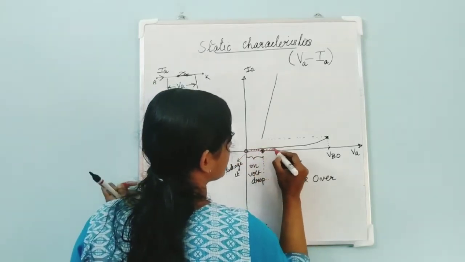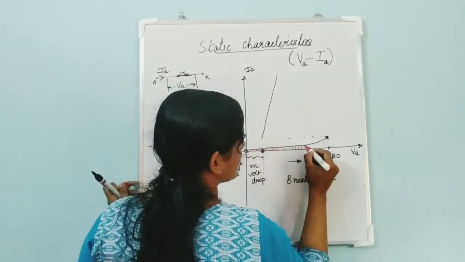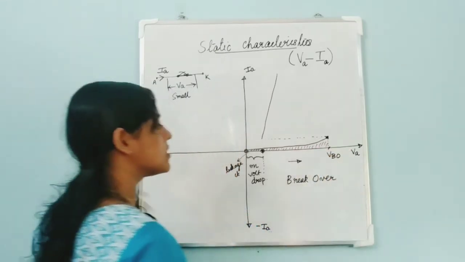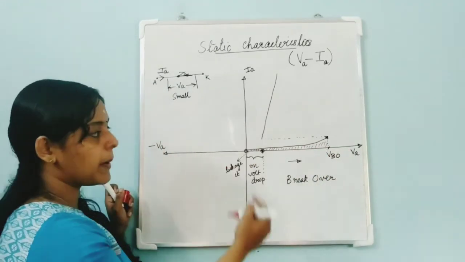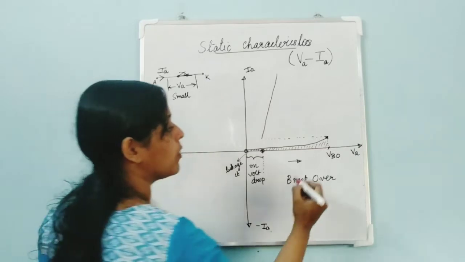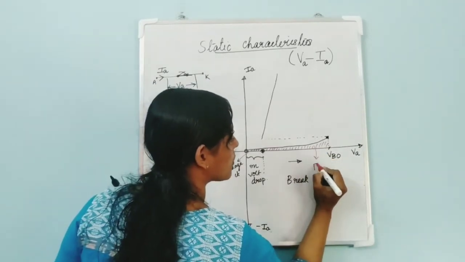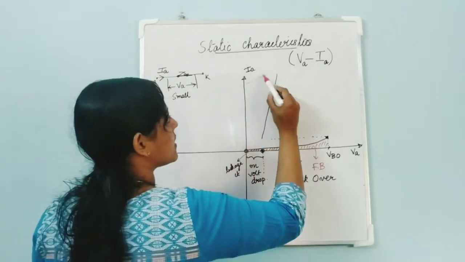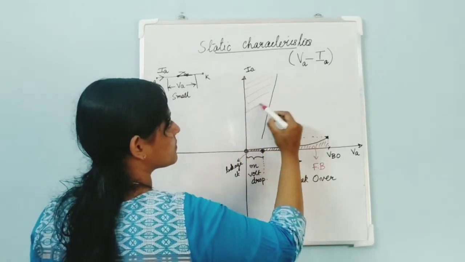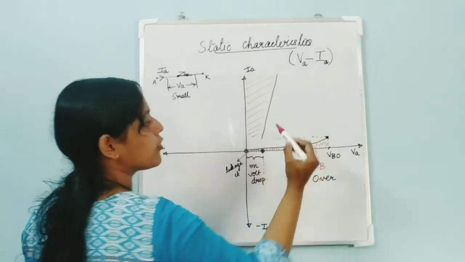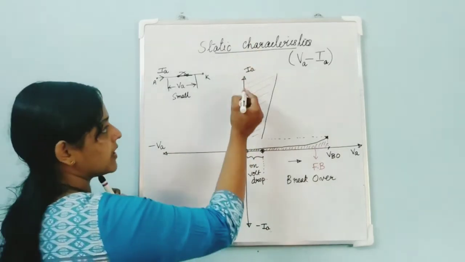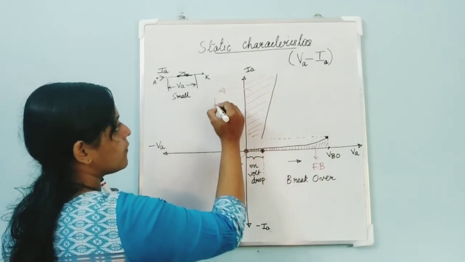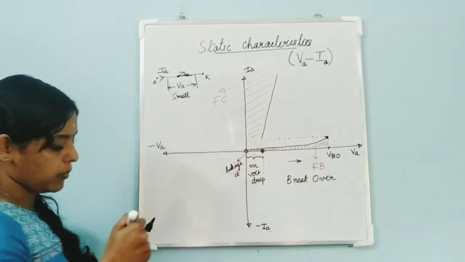So, this area, right? What mode is this area? It is forward biased. Is it conducting? No. So this mode is actually forward blocking mode. And what about this area? It is forward biased and the device is conducting. So this mode is called forward conduction mode.